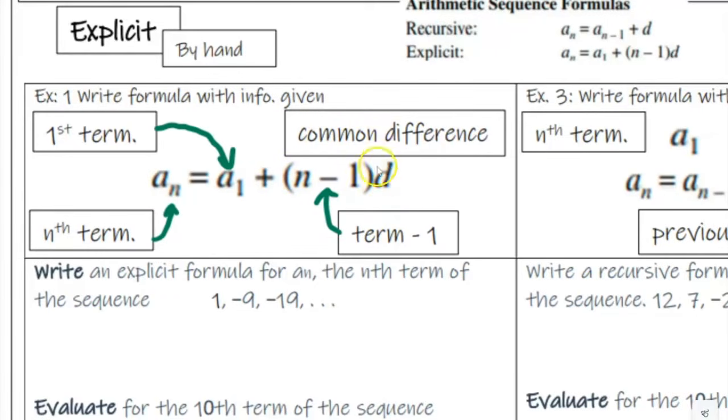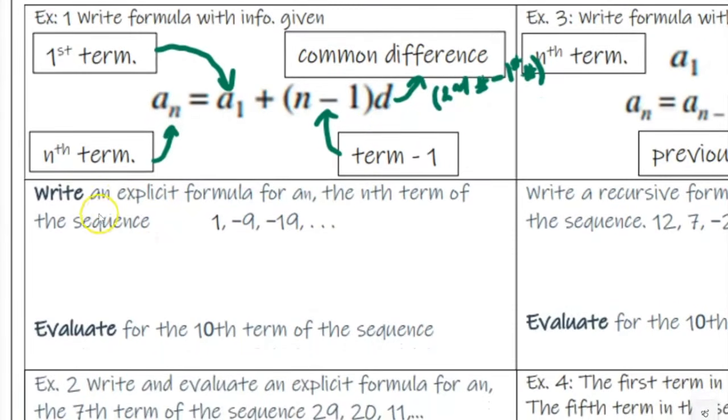And then finally, the common difference is going to be d. And how do I find the common difference? We're going to do second number minus first number, your second y number minus your first y number. All right, so now that I've gone through my definitions, let's go ahead and do the question. It says write an explicit formula. So we're writing this because this is an explicit formula.